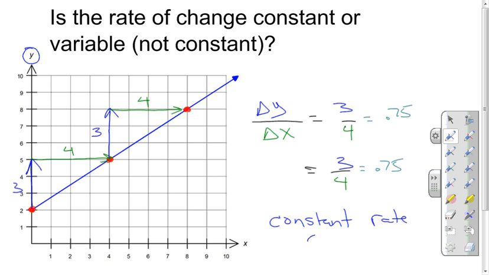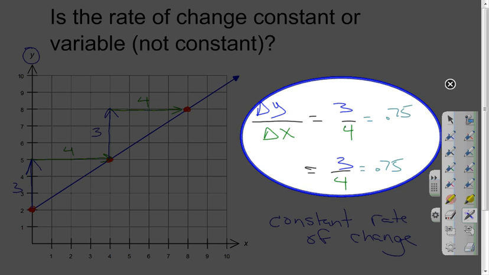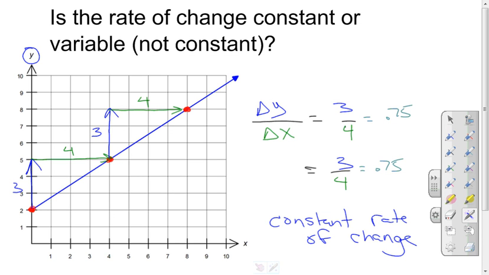Okay? But again, don't lose sight of the fact that it is uber easy to know this, a little harder to demonstrate, but very easy to know just because the graph is a straight line, which means it's got to be a constant rate of change because it's linear. Okay?